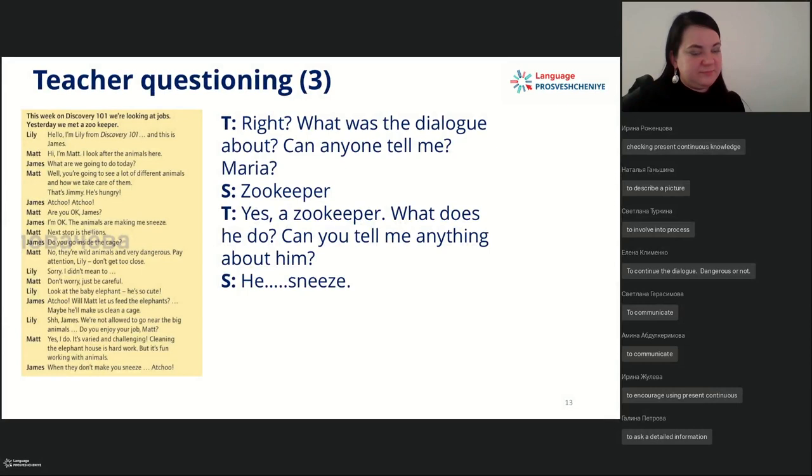So here, students have read the dialogue, then they listened to it, did true, false, not stated activities, or before doing true, false, not stated activities, the teacher, for example, asks the student to tell them what the dialogue was about. And one student says, zookeeper, then teacher says, yes, a zookeeper, what does he do? Can you tell me anything about him, his needs? And that's actually the end of the dialogue we see. What was the reason for asking question here?